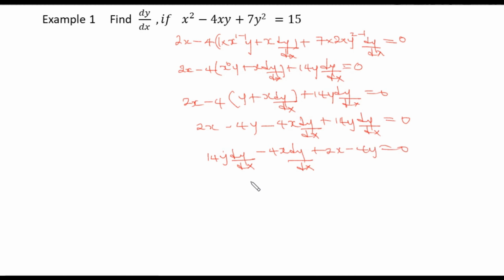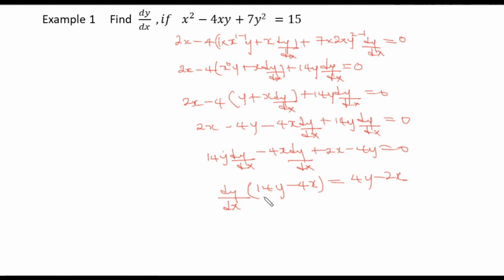Here we try to factorize dy dx. Taking dy dx out, you are left with 14y minus 4x, and then we send this one over: this becomes positive 4y, and this becomes negative 2x because it's going over the equal sign.